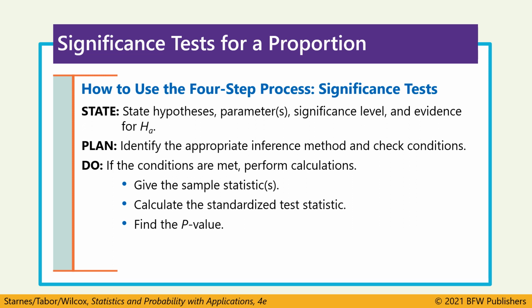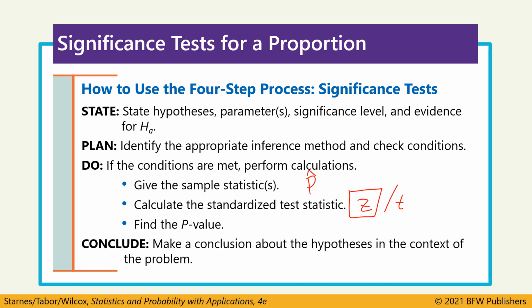Our sample statistic is the p-hat, and our test statistic is the z-score or t-score. All right, for these problems, the proportion ones, they're z-scores. And then we'll use that test statistic to find the p-value. Lastly, we're going to write our two-sentence conclusion where we either reject or fail to reject the null hypothesis, and then write our second sentence about having sufficient or insufficient evidence in support of the alternative.